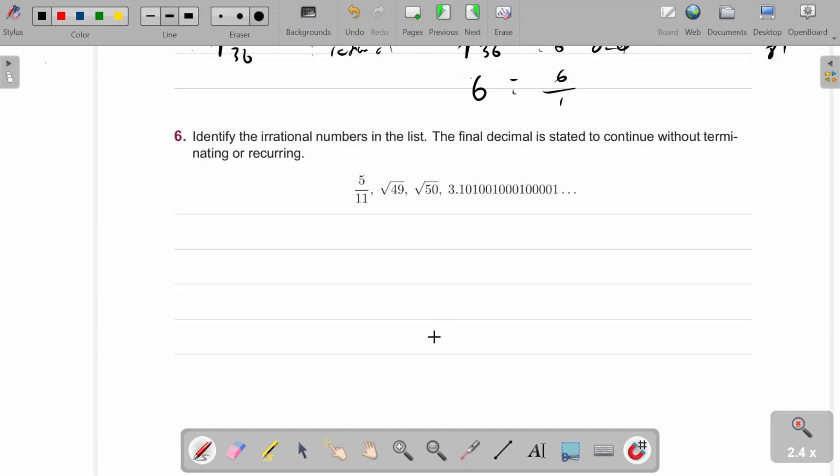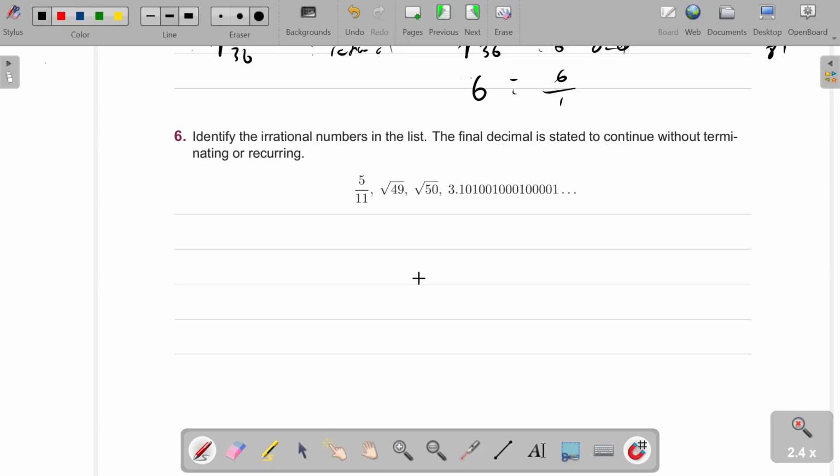Now square root of 50 is not a perfect square. Because 50 is not a perfect square, square root of 50 can't be a rational number, so square root of 50 is irrational.